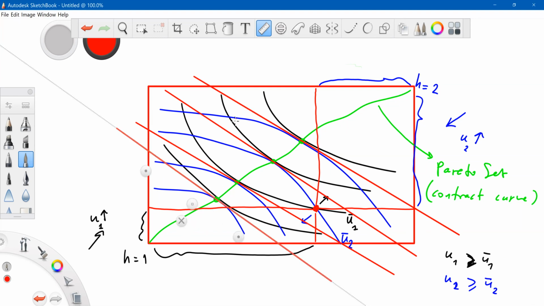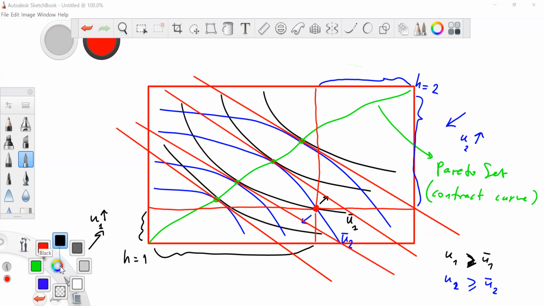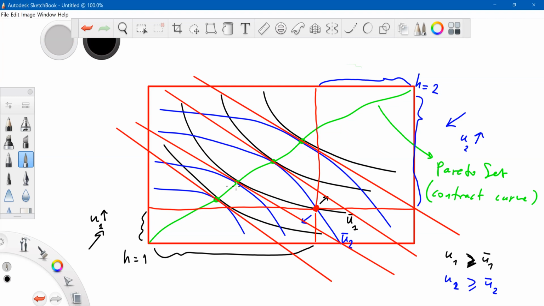The problem is that the first consumer would not prefer this side. If you look at this carefully, the first consumer is already at U bar 1. So this part is not welfare improving for the first consumer. Similarly, allocations on this part of the Pareto set are not welfare improving for the second consumer.